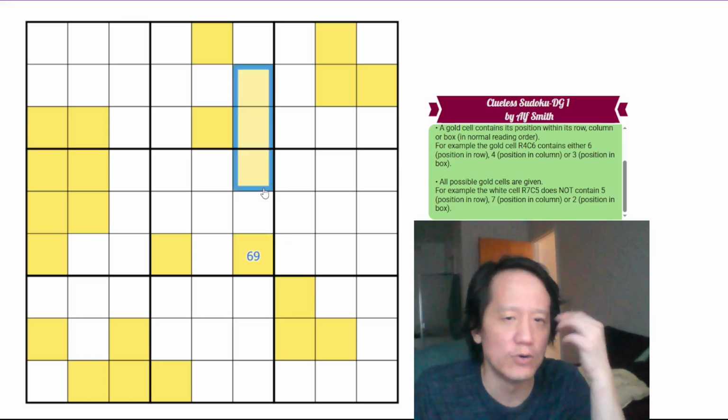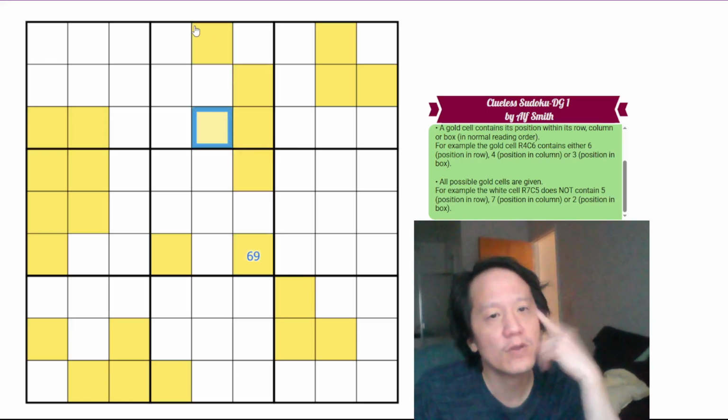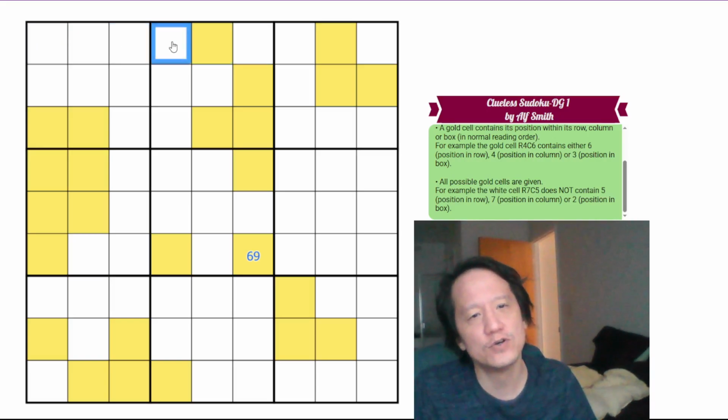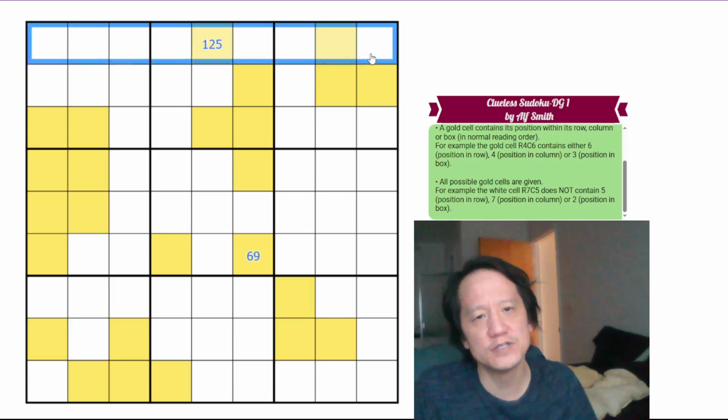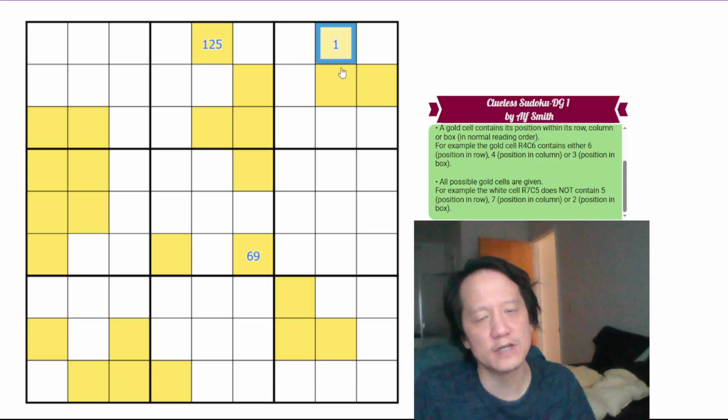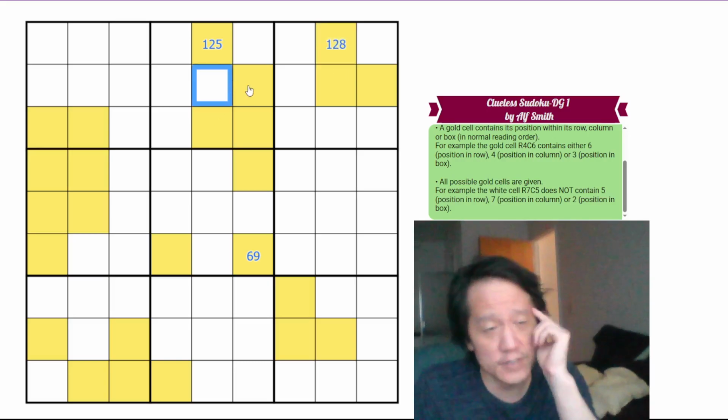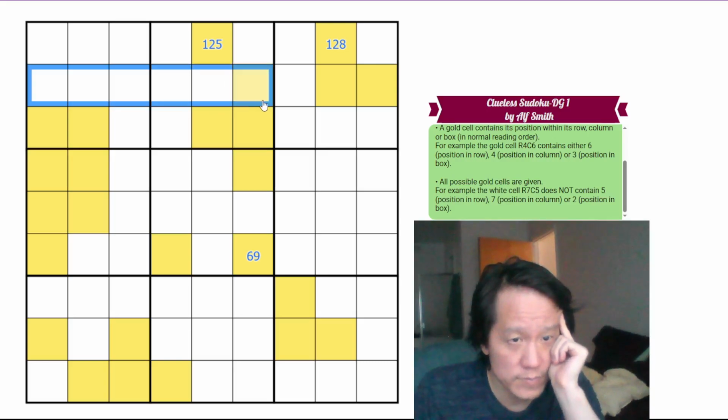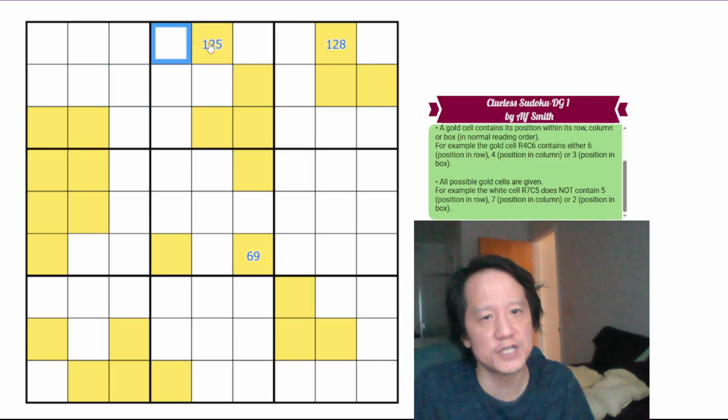Let's go through all the golds and see what those possibilities are. This could be 5th, 1st, or 2nd, because it's 2nd in the box. So 1, 2, 5. This is 8th, 1st, or 2nd again. 1, 2, and 8. This is 6, 2, or 6 in the box. This is 8, 2, or 5 in the box. 2, 5, 8. This is 9th, 2, or 6 in the box. Okay.